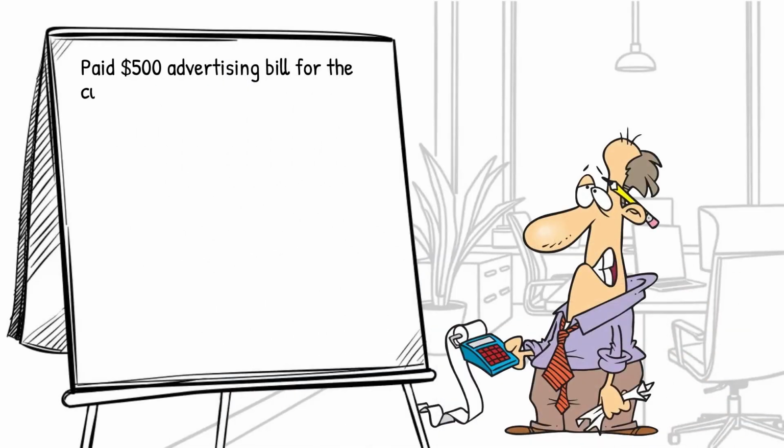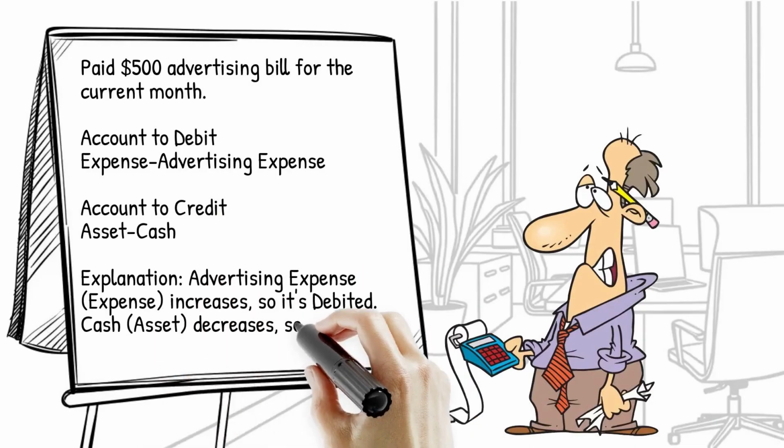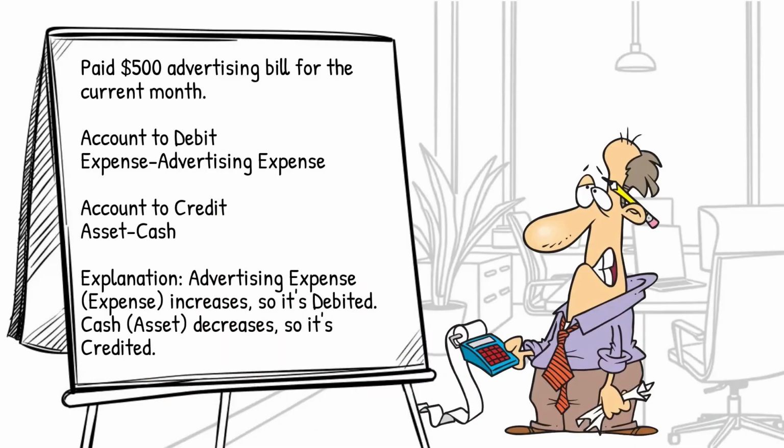Account to debit, expense, advertising expense. Account to credit, asset, cash. Explanation: advertising expense increases, so it's debited. Cash asset decreases, so it's credited.